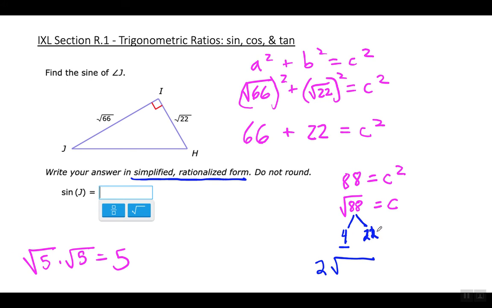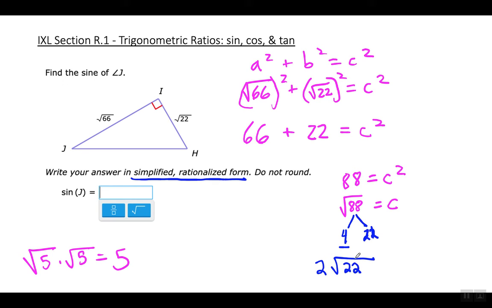Now the 22, I'm not going to be able to get the square root of that, or break it down any further, so that's going to stay inside the radical sign. So this square root of 88 simplified is 2 square root of 22.